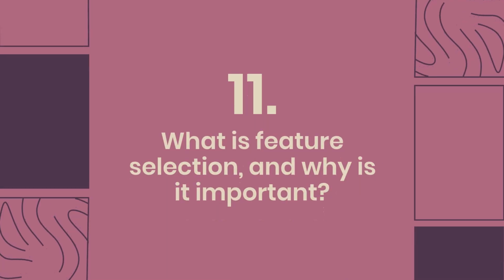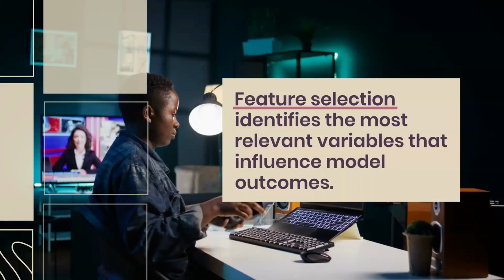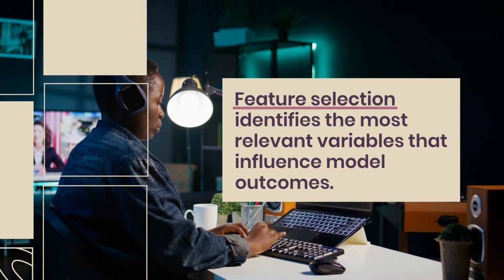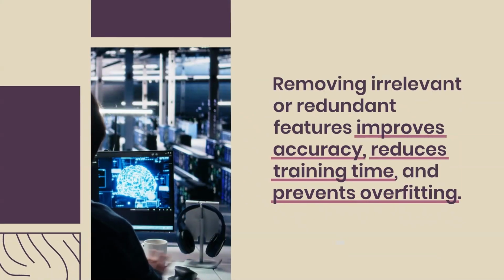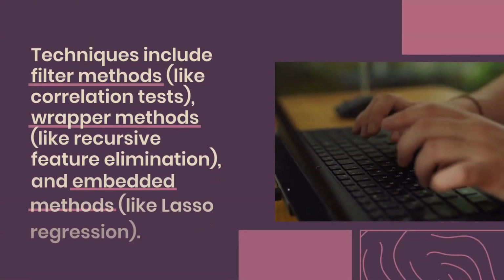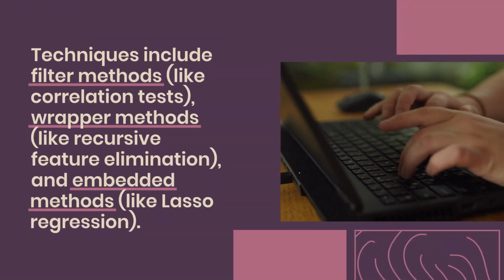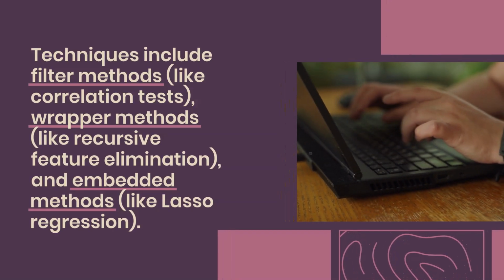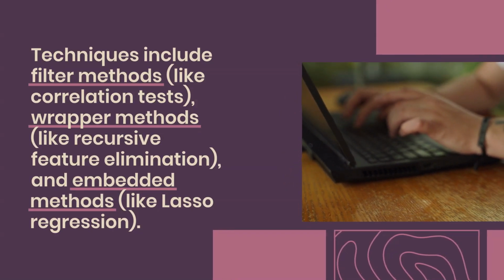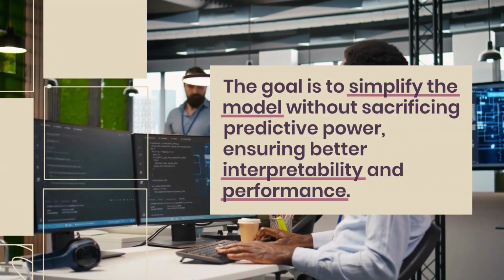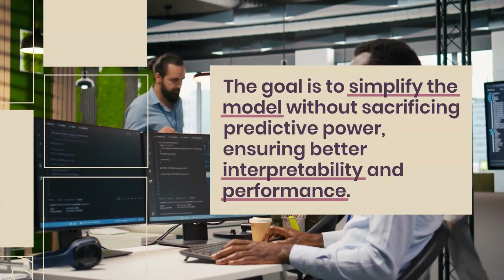11. What is feature selection, and why is it important? Feature selection identifies the most relevant variables that influence model outcomes. Removing irrelevant or redundant features improves accuracy, reduces training time, and prevents overfitting. Techniques include filter methods, like correlation tests, wrapper methods, like recursive feature elimination, and embedded methods, like lasso regression. The goal is to simplify the model without sacrificing predictive power, ensuring better interpretability and performance.